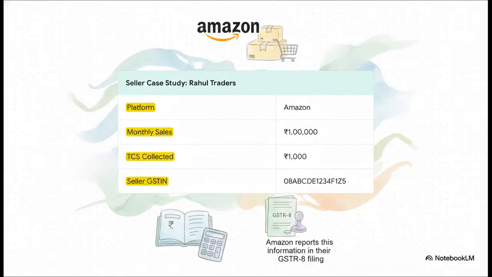All right, to make this all real, let's follow a little case study. Let's imagine a seller we'll call Rahul Traders. They sell on Amazon, and in 1 month, they had sales of 1 lakh rupees. So Amazon collected 1% of that, which is 1,000 rupees, as TCS. Now this is the key part. Amazon reports that exact info, the sales, the TCS, the seller's GSTIN, in their GSTR-8 filing.